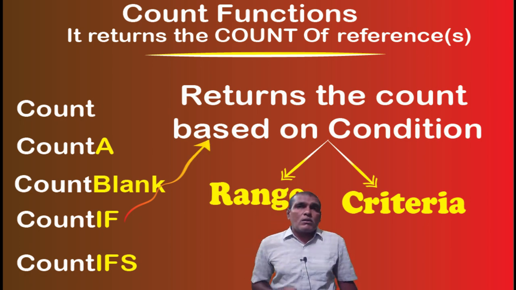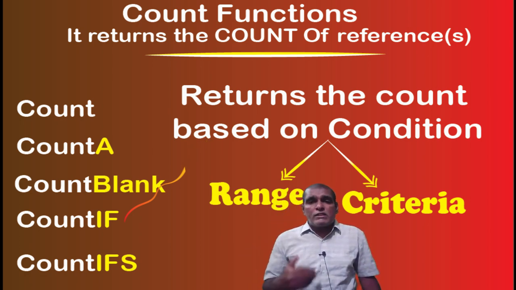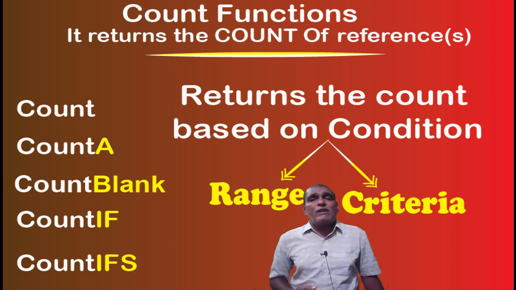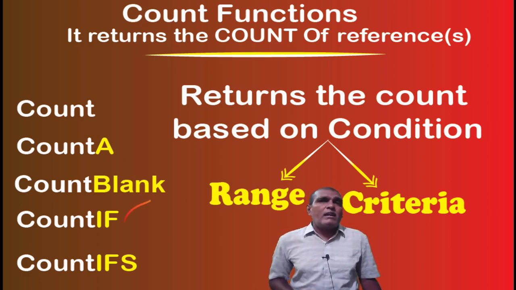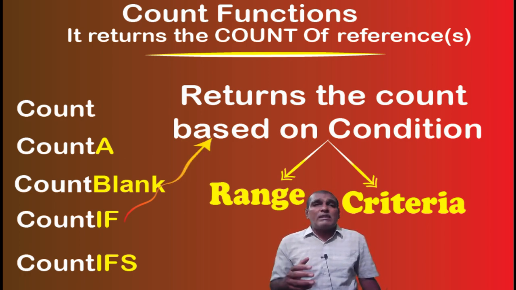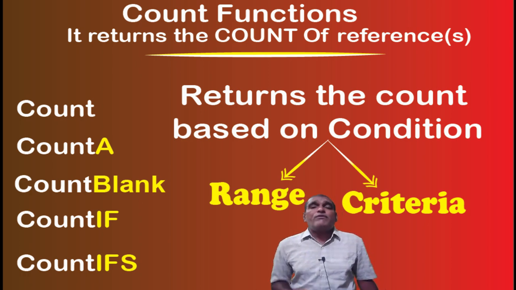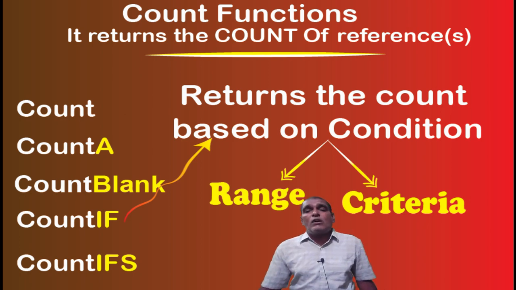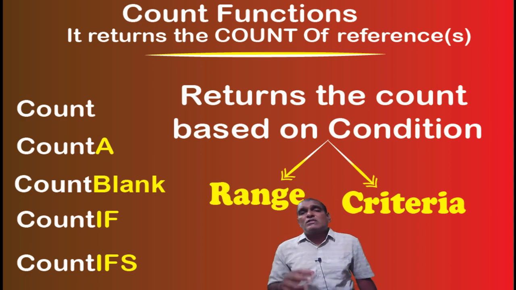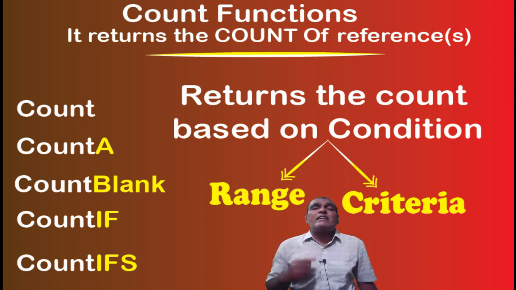Now I am moving to the CountIF function. So the difference between Count and CountIF is that in the Count function there is no criteria. It returns the output based on the entire range provided by the user. Coming to CountIF, it returns the output based on the condition or criteria mentioned by the user. So the purpose of the CountIF function is it returns the count based on a condition. This function consists of two arguments. First one is range and second one is criteria.